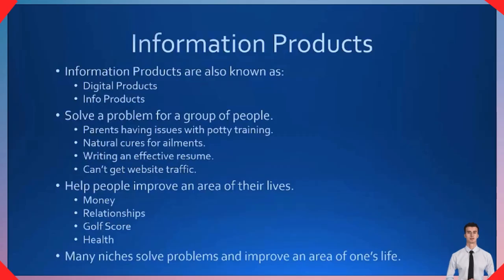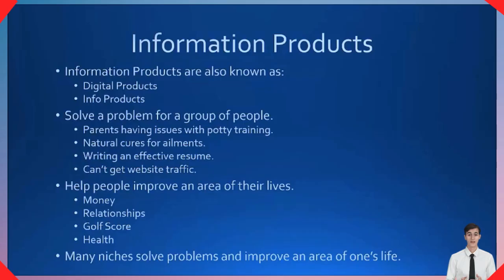And again, many niches solve problems and actually improve an area of one's life at the same time. So for example, if we were to go into the relationship niche, there are people that may have the problem of keeping and sustaining relationships, and at the same time having a relationship that is sustainable, that lasts, that is mutually fulfilling and beneficial and leads to a long-term marriage. That would actually improve somebody's life in that example. Another case might be the money situation where people are having a hard time. They just got laid off from their job and they need additional income.